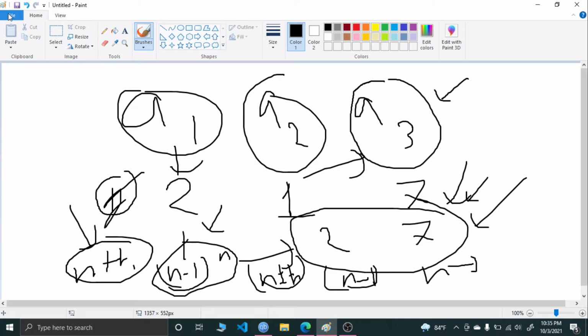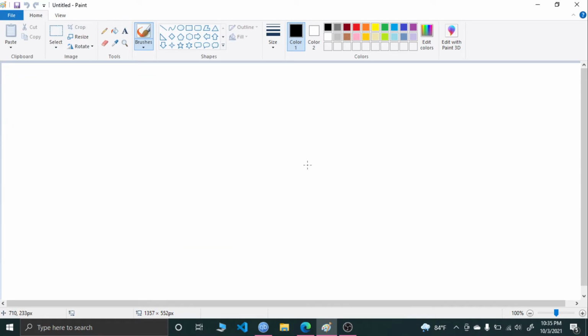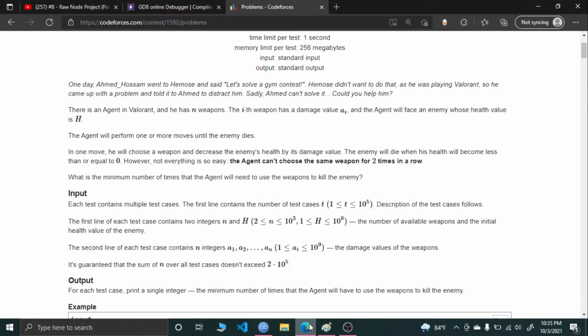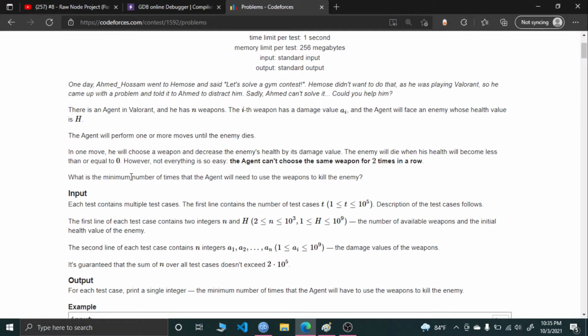Now this does give us a hint on how to solve the problem using binary search. Before I get to the binary search, first I will explain the transition function that we're going to use in the binary search. What will the transition function be? As we have to minimize the number of times the agent will use, or minimize the number of moves.